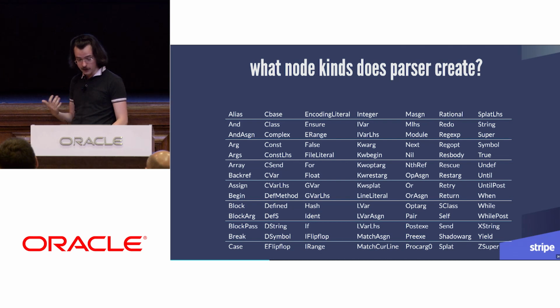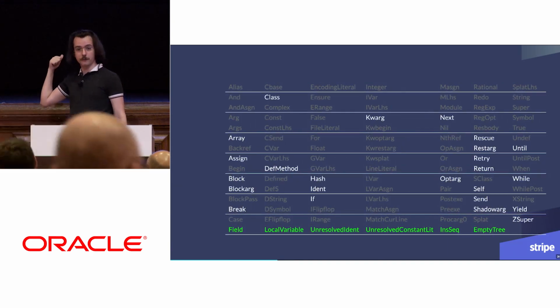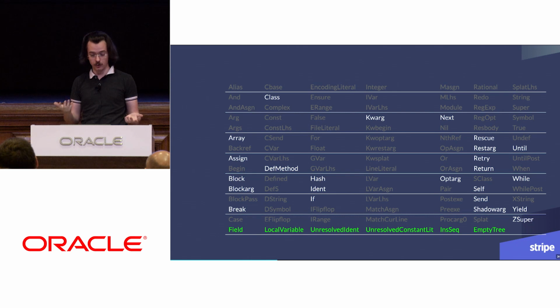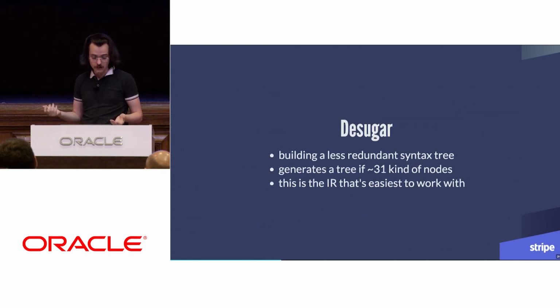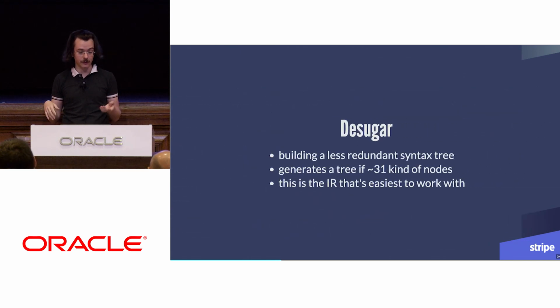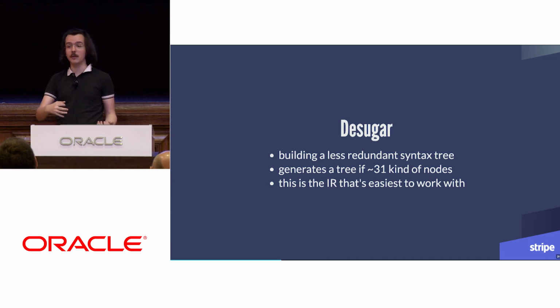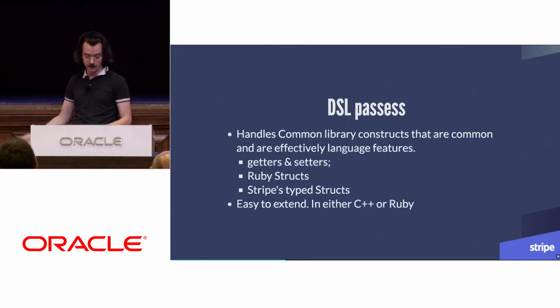So the next phase, which is the index phase, is desugar. It gets rid of gray trees. Only the white trees are left. It also introduces the green ones, so it makes an IR which is much more pleasant to work with. So it builds a less redundant tree. It generates a tree with 31 or so kinds of nodes, and this IR is the one that we recommend people work with. After the DSL pass, after the sugar pass, this is the most pleasant place for external contributors to work with, because you're still syntactic enough, and at the same time you have fewer restrictions.